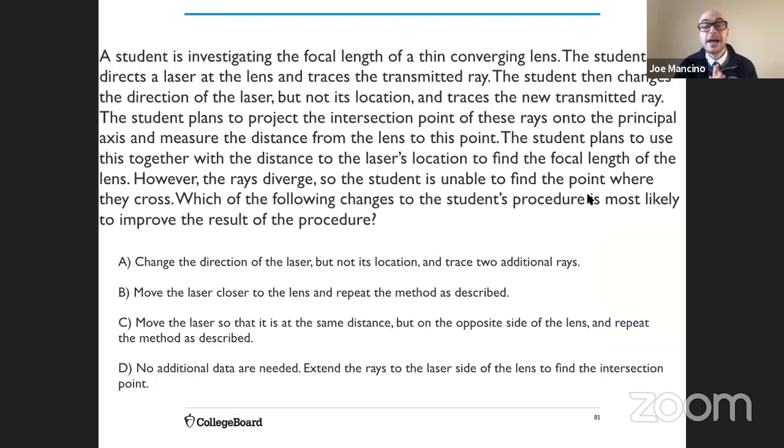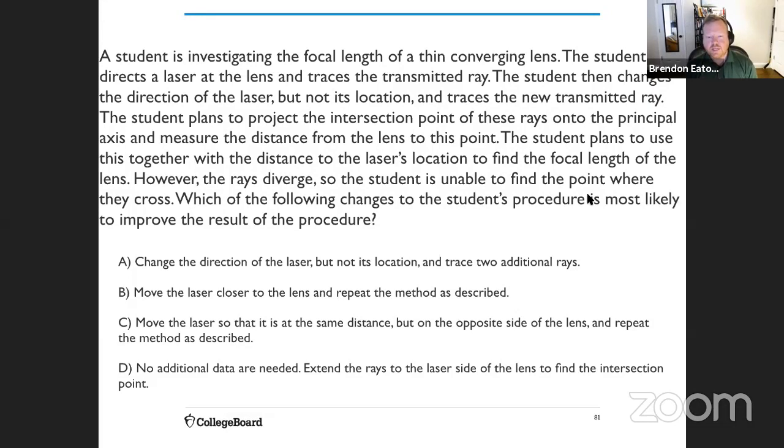It's a bit wordy, a lot of words, first of all. I know that's what my students are thinking. Help us parse this out. All right. So it basically just says that a student has a laser, he shines it into the lens, he gets two traced rays on the other side of the lens. Let's see here, project the principal axis. Okay, he's trying to find the focal point of the lens. But the problem is the lens is actually causing the rays to diverge, so the student can't find a point where they cross. That's the next to last sentence there.